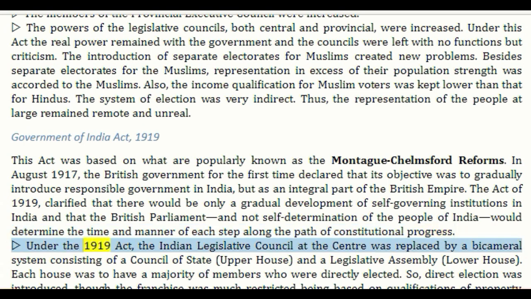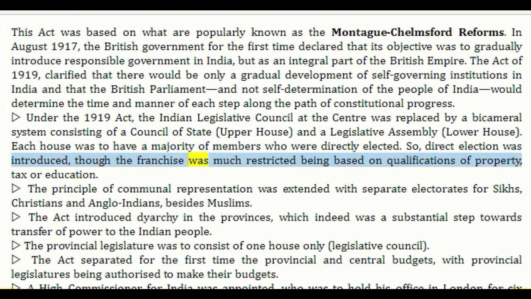Under the 1919 Act, the Indian Legislative Council at the centre was replaced by a bicameral system consisting of a Council of State, Upper House, and a Legislative Assembly, Lower House. Each house was to have a majority of members who were directly elected. So, direct election was introduced, though the franchise was much restricted, being based on qualifications of property, tax or education.